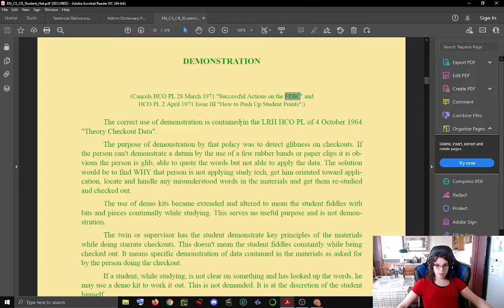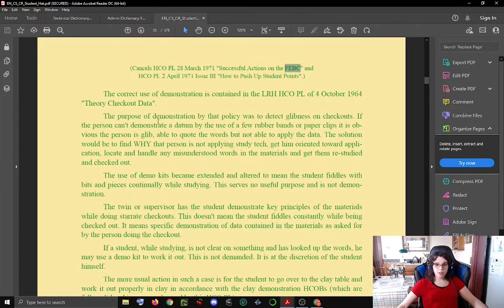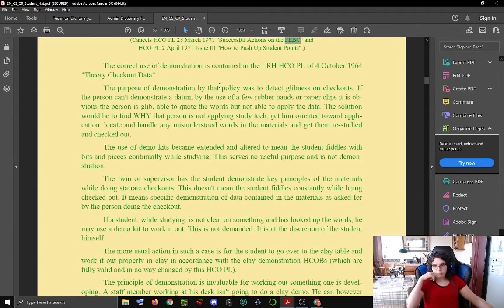All right. Successful actions on the Flag Executive Briefing Course and HCOPL 2nd of April 71, Issue 3, How to Push Up Student Points. The correct use of demonstration is contained in the policy letter of 4th of October 64, Theory Checkout Data. The purpose of demonstration by that policy was to detect glibness on checkouts. If the person can't demonstrate a datum by the use of a few rubber bands or paper clips, it's obvious the person is glib, able to quote the words but not able to apply the data. What if something can't be demonstrated that way? What if something is decently complex and can't be demonstrated in that method?